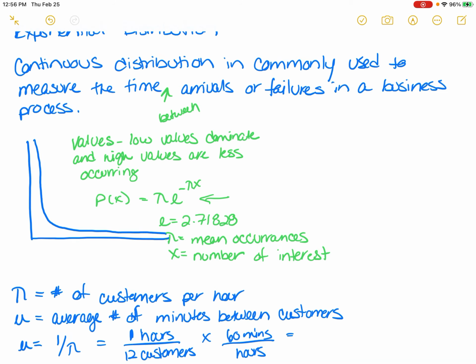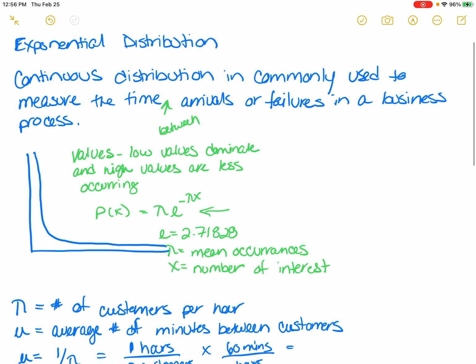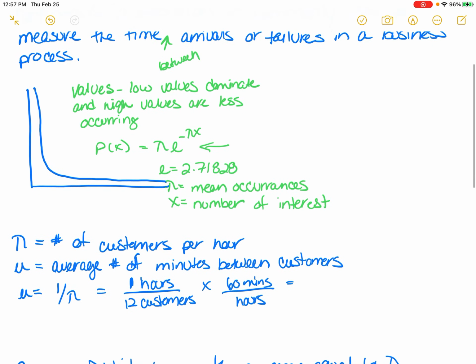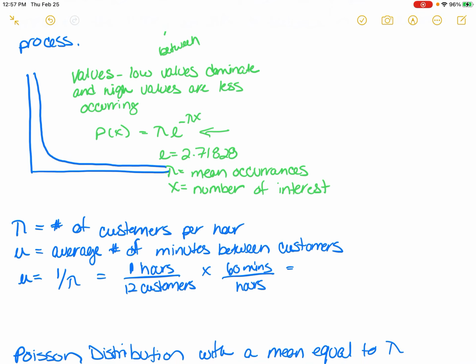So if you want to think about Poisson and exponential distributions, they are kind of like a yin and a yang. With the Poisson distribution, you are counting the number of occurrences that are going to happen. And with the exponential distribution, you're counting the time between occurrences, right? So you're measuring the time between occurrences versus counting the number of occurrences, right? So in this particular type of distribution, lambda is going to be equal to the number of customers per hour, right? I said per hour because I'm talking about the example that's in the book, but lambda is the mean number of occurrences and x is the number of interest, right?